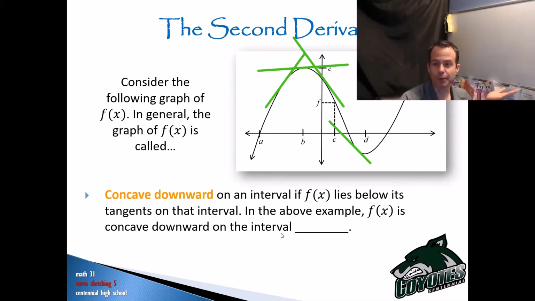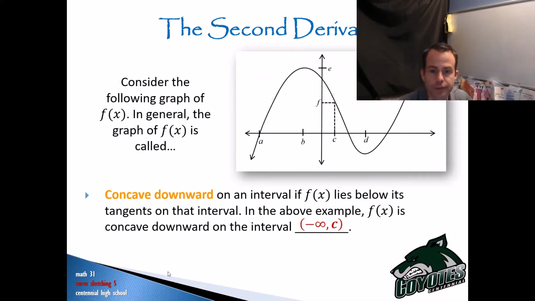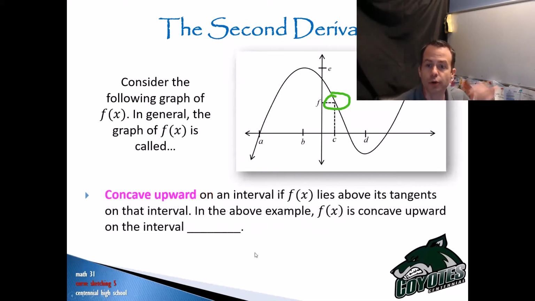In the above example, then, f of x is concave downward on the interval negative infinity to c. So this point right here, let me clear the drawings, would represent where I shift from concaving downward to concaving upward. And that point is called a point of inflection, which we'll get to in just a second. Or I concave upward on the interval if f of x lies above its tangents on that interval. So in this example, it would be from c to infinity.